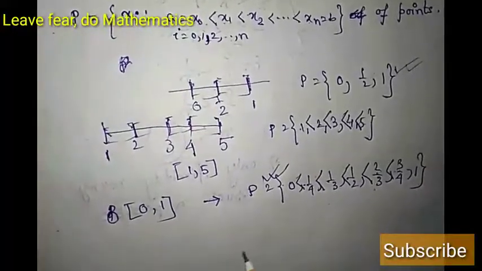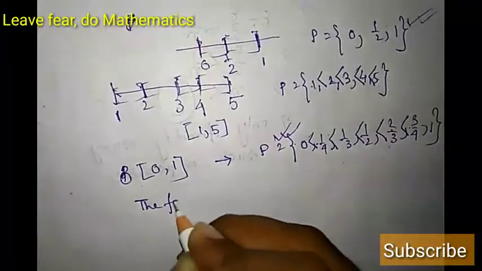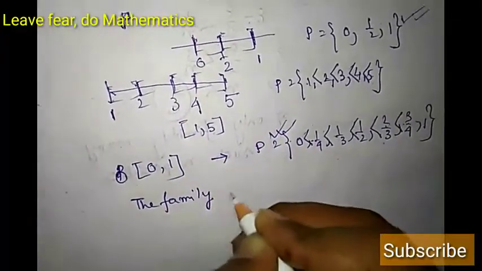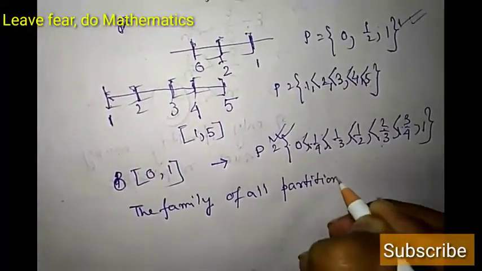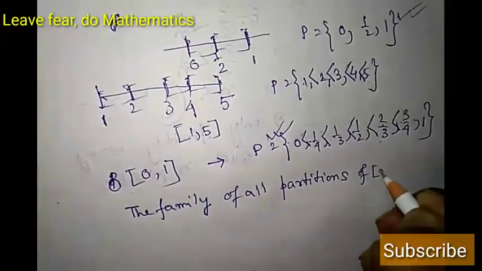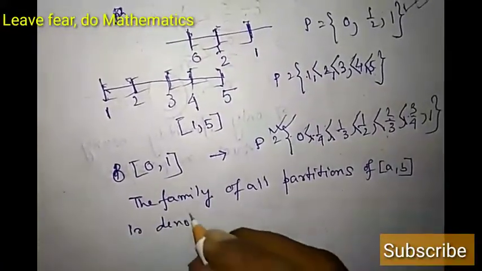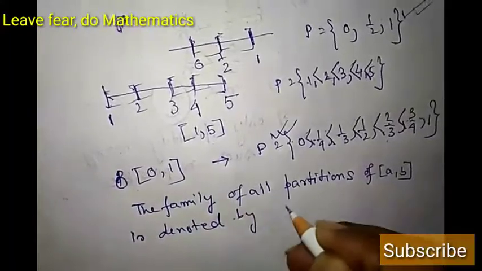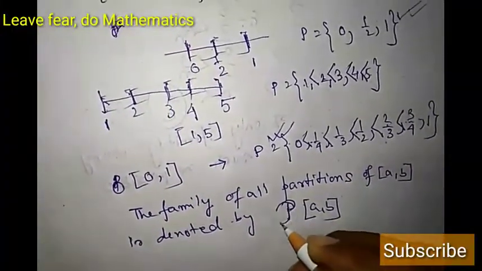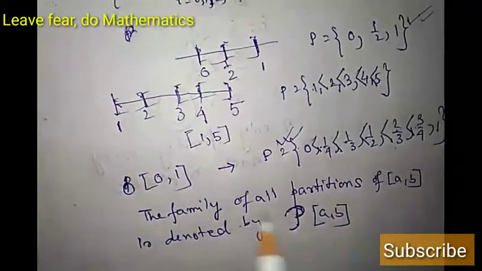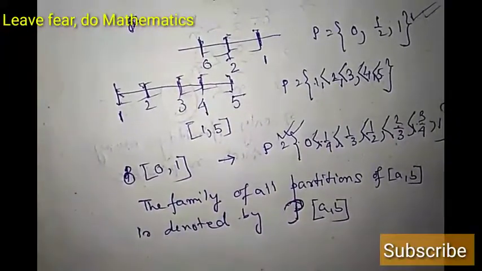Now let us give a notation. The family of all partitions of the closed interval AB is denoted by scripted P of the closed interval AB. This is the collection, the family, of all partitions of the closed interval AB.